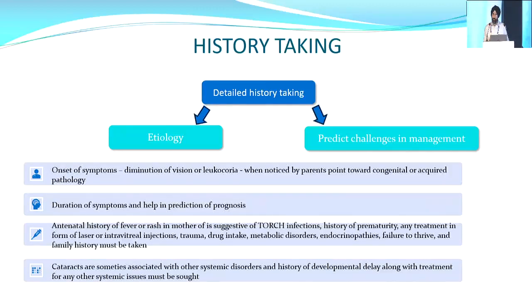So all these things have to be taken when you're dealing with a child with cataract, because if you're going to operate, the visual outcome would depend upon what the child has been through. So cataracts are sometimes associated with systemic disorders, and history of developmental delay, along with any treatment taken, check the milestones of the child. So these are very important things when you're dealing with a child who has come to you for cataract surgery.